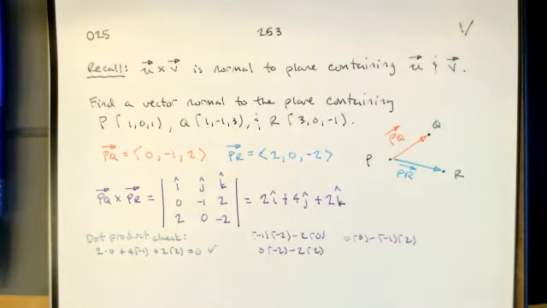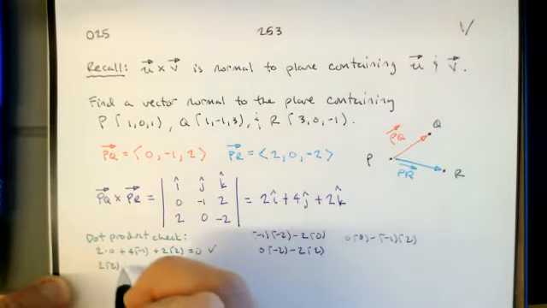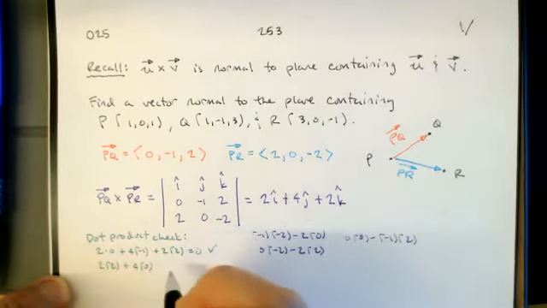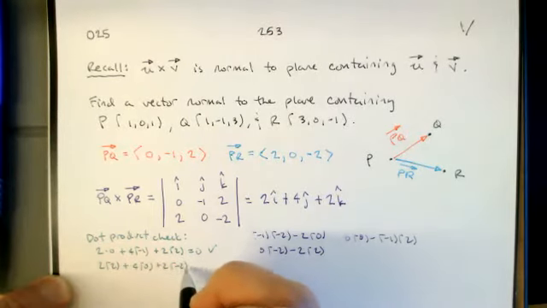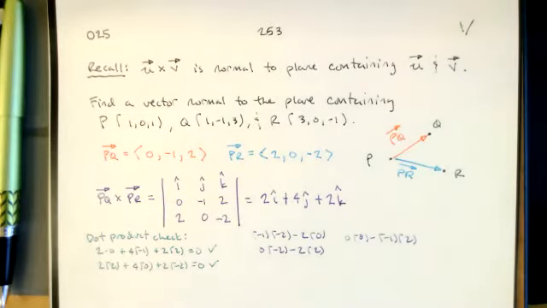So PQ cross PR that we calculated is perpendicular to PQ. Let's see if it's perpendicular to PR. So 2 times 2 plus 4 times 0 plus 2 times -2. Looks like I was way more accurate than I was yesterday.